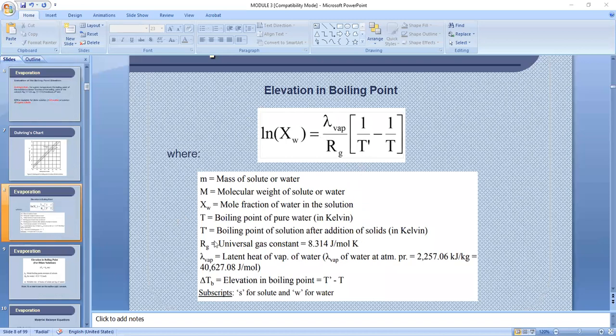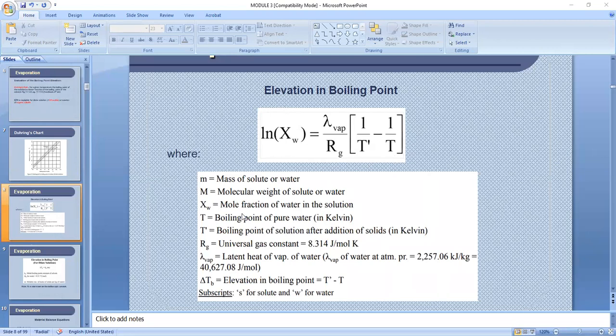The T prime is the boiling point of your solution after the addition of the solids. So what you're going to get here is the boiling point of your solution, and you're simply going to subtract from it the boiling point of pure water, which is T, just like the way we get it from the chart. The difference of the two will give you the BPR or the BPE.